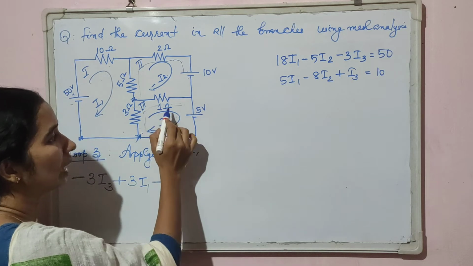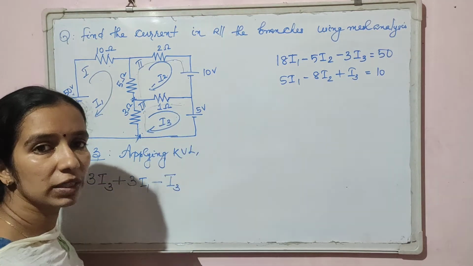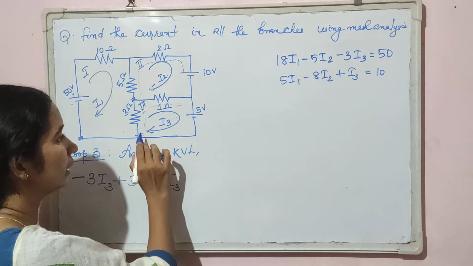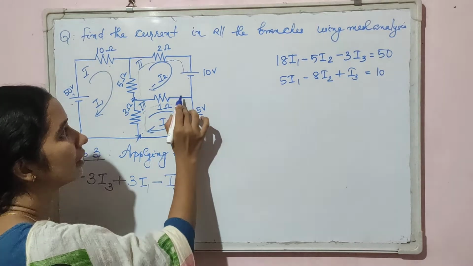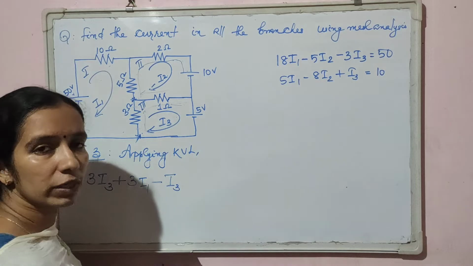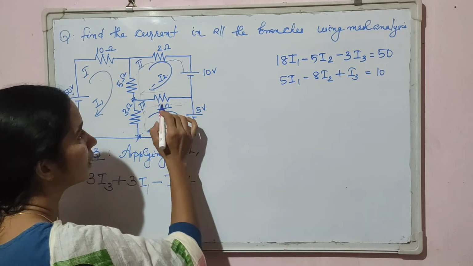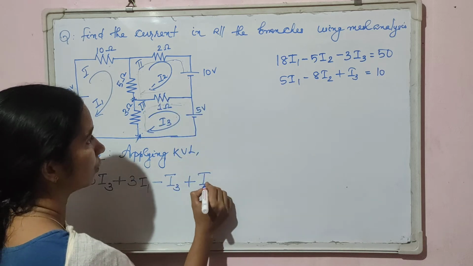Now through the same resistor, current I2 is also flowing. So there will be a drop on the 1 ohm resistor due to I2 also. And I am proceeding in this direction, but I2 is flowing in the opposite direction. So the drop on the 1 ohm resistor due to I2 will be positive. So plus 1 into I2, that is I2.